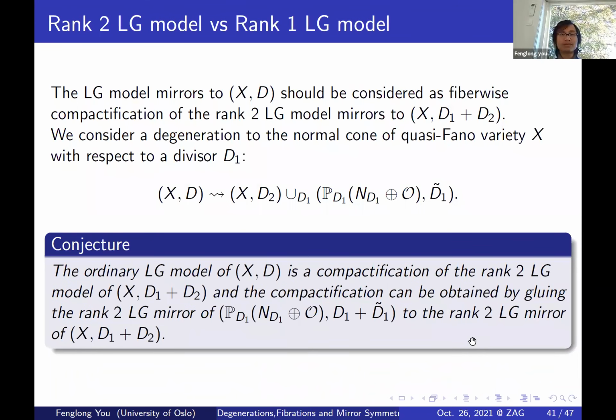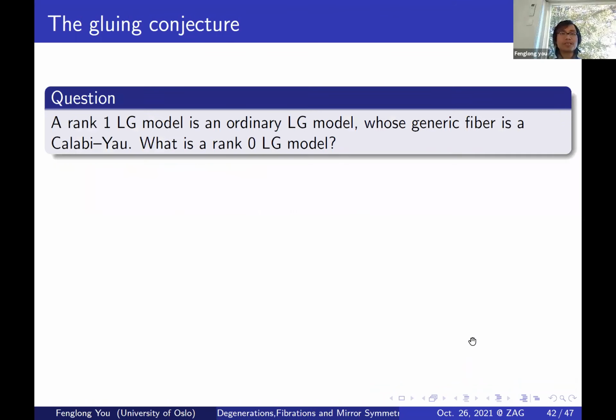And this part, which I think I don't need to talk about. Yeah. And so in the end, the last thing that I want to talk about is that if we have a rank 1 Landau-Ginzburg model, this rank 1 Landau-Ginzburg model is the ordinary Landau-Ginzburg model. And the generic fiber is Calabi-Yau in 1 dimension lower. Now, what is the rank 0 Landau-Ginzburg model?